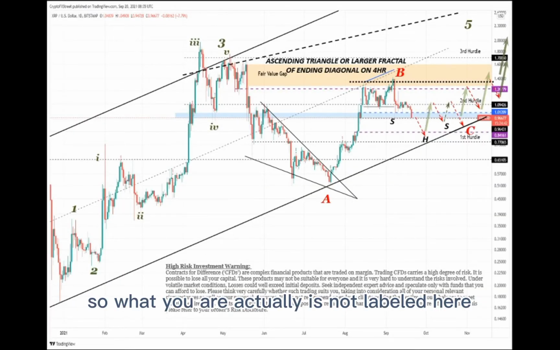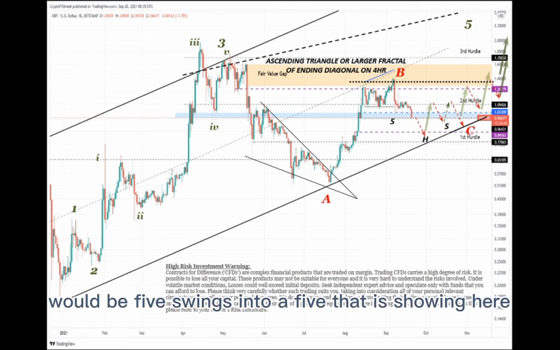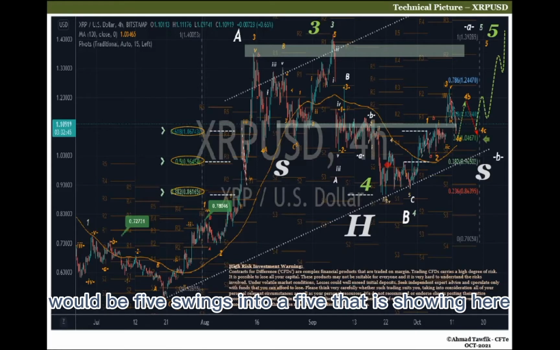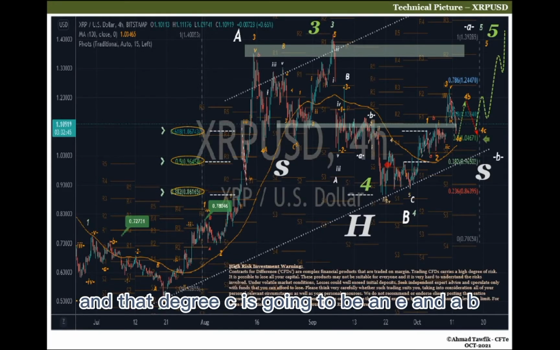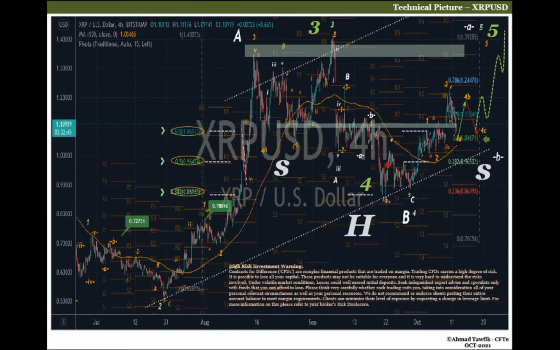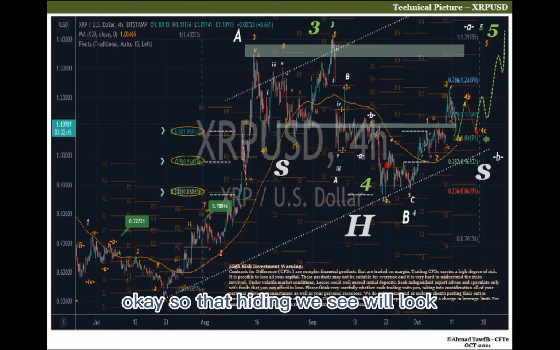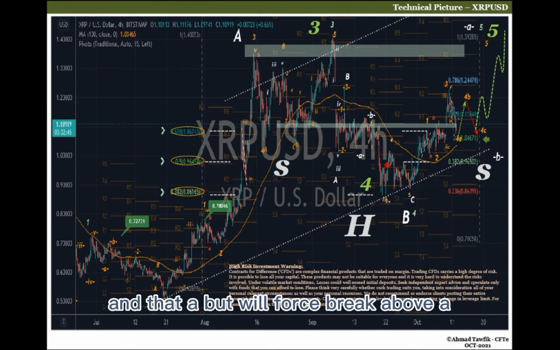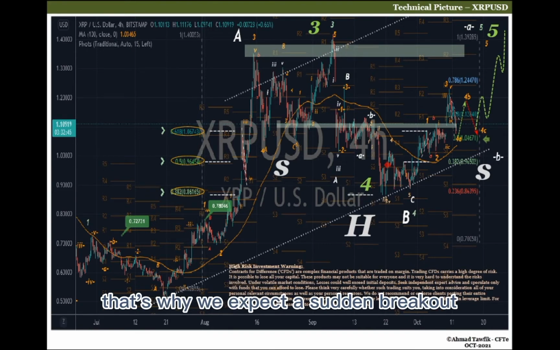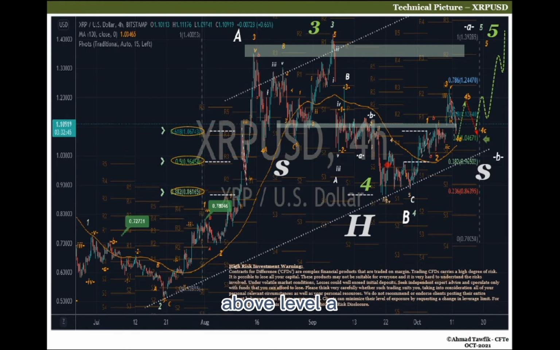So what you are actually seeing, it's not labeled here, is an A and a B and the higher degree C. That would be 5 swings into wave 5 that is showing here. All right, and that higher degree C is going to be an A and a B in itself. We believe that actually B has concluded here. Now the market is doing higher degree C because of the positive momentum on the 4-hour chart. Okay, so that higher degree C will look of the same size like this B here and that A, but will of course break above A. That's why we expect a sudden breakout above level A.